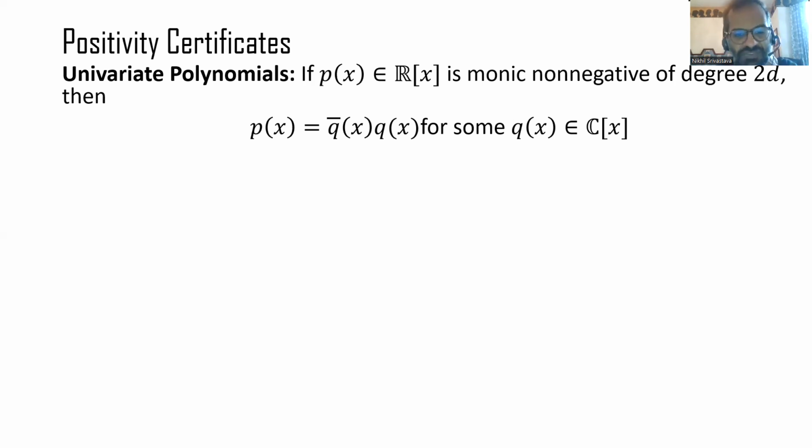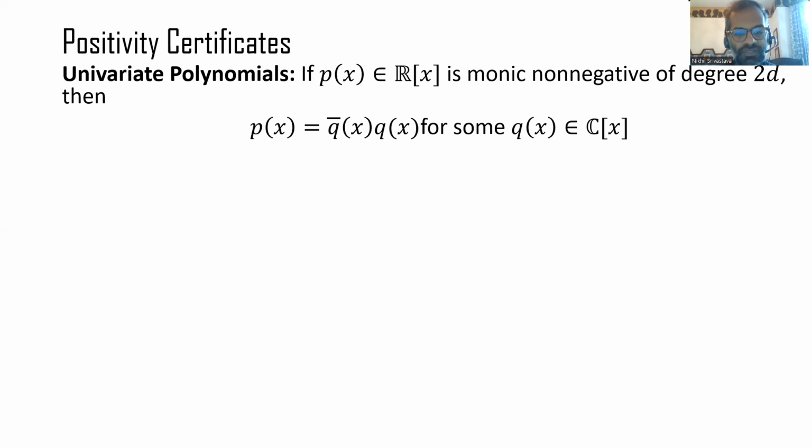And the proof of this is very simple. Well, if P is non-negative on the real axis, then all of its real roots have even degree. And so for each of those real roots, you just take one factor and put it in Q. And then the rest of the roots are complex and they come in conjugate pairs. And so we simply take Q of x to include all of the complex roots in the upper half plane, along with those real roots that we chose in the first step.